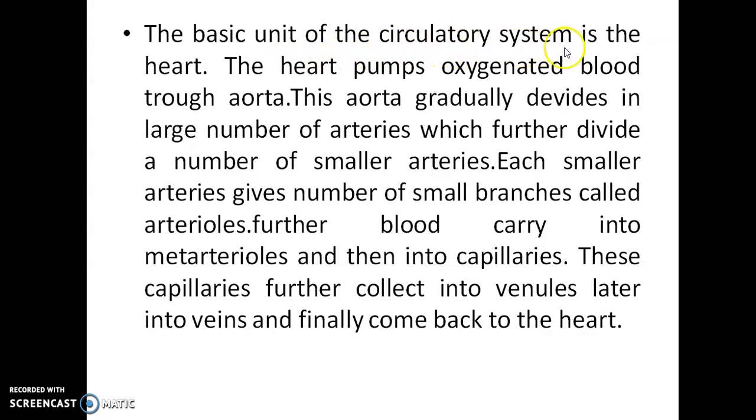The basic unit of our circulatory system is the heart. The heart pumps the oxygenated blood through the aorta. This aorta gradually divides into a large number of arteries, which further divide into a number of smaller arteries. Each smaller artery gives a number of branches called arterioles. Blood is carried into the metarterioles and then connects into the capillaries. These capillaries further collect into the veins, and the veins come back to the heart.